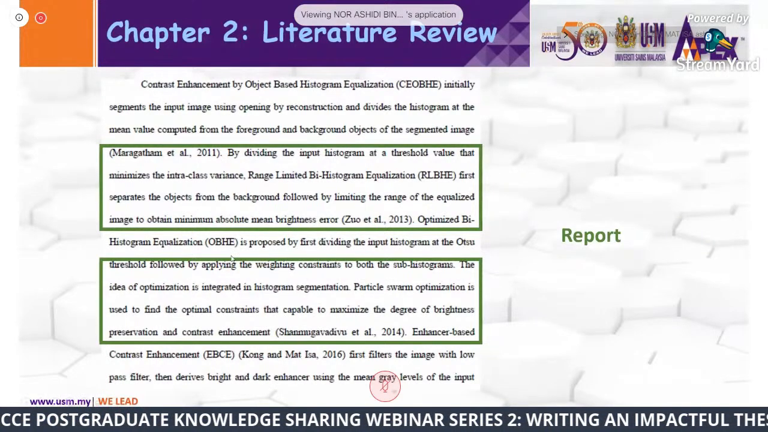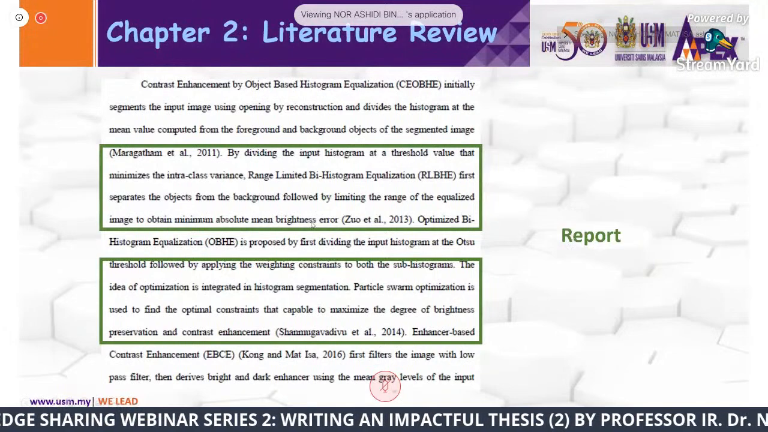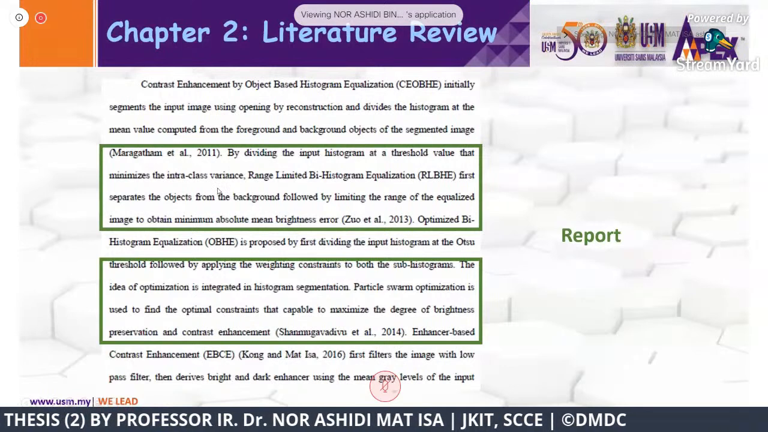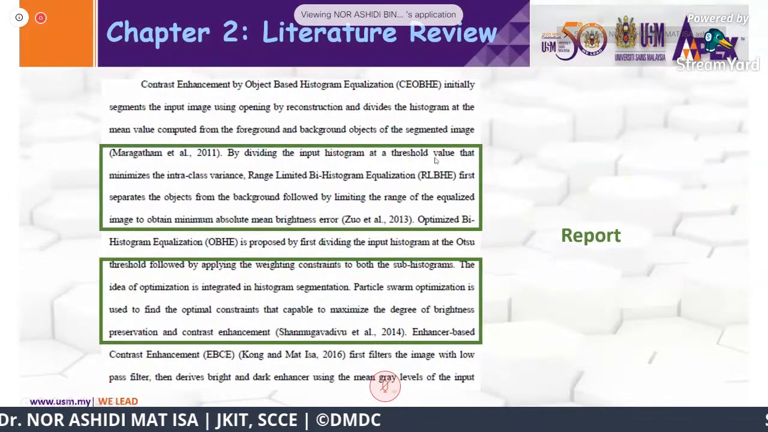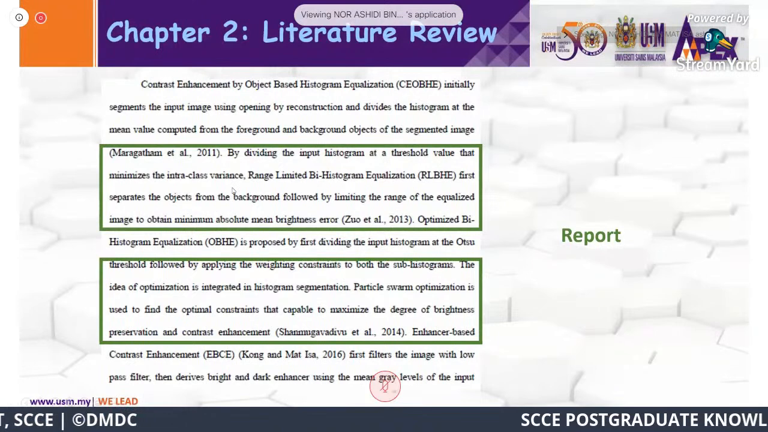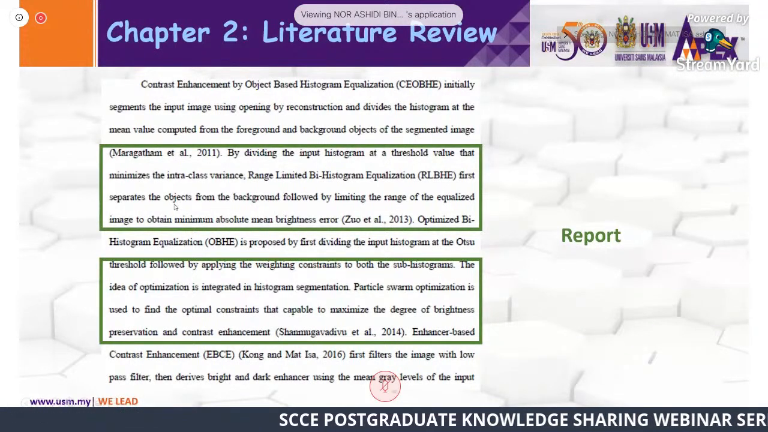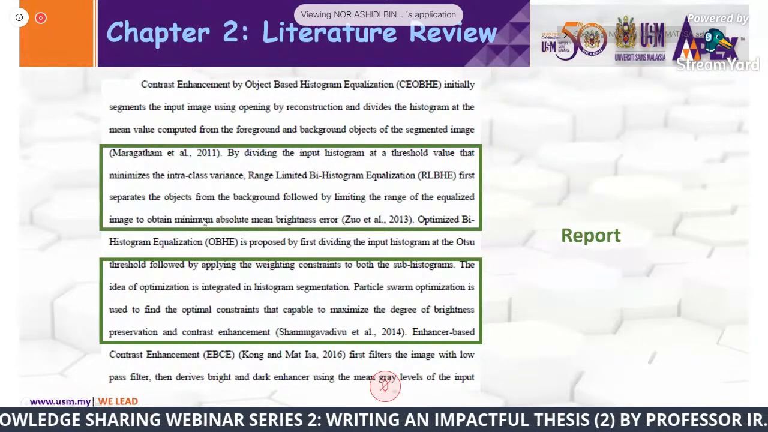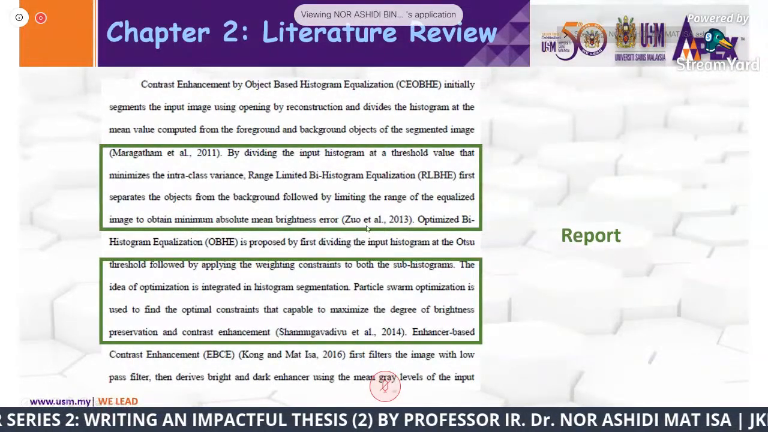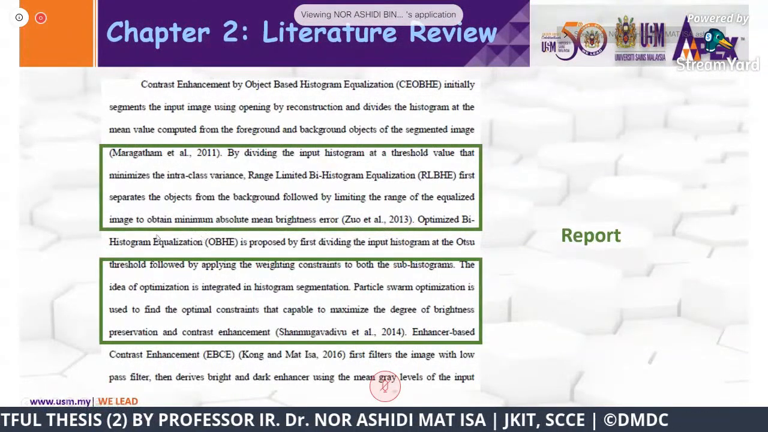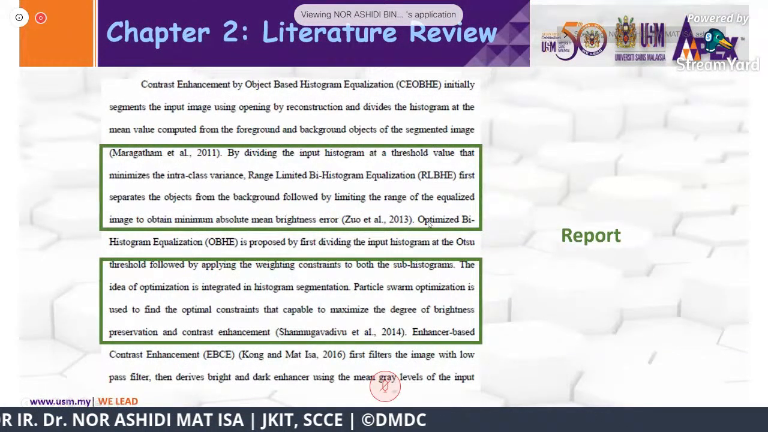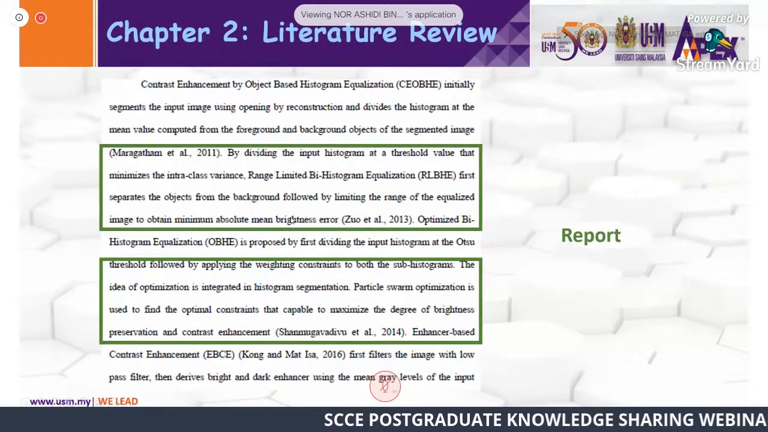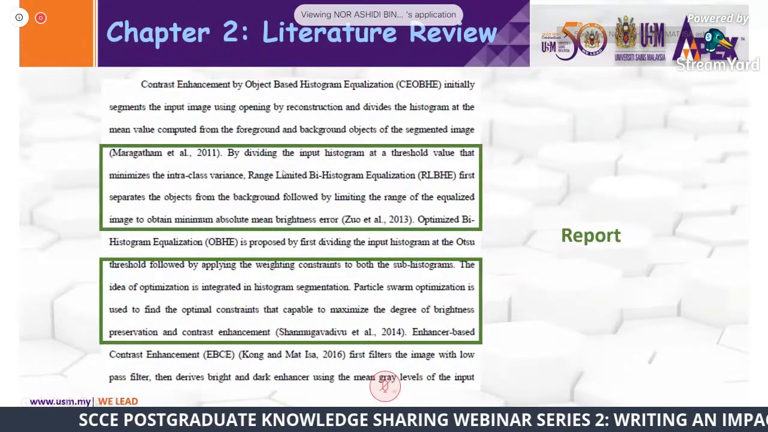Okay, so for a literature review, this is an example of the report. My student reports about the RLBHE. So he used the threshold value for the intra-class variance. Okay, and then first separate the object from the background. So this is the approach by Zuo et al. And then obtain the minimum absolute mean value. So this is also what we can obtain directly from the paper of Zuo. So this is what we call a report.